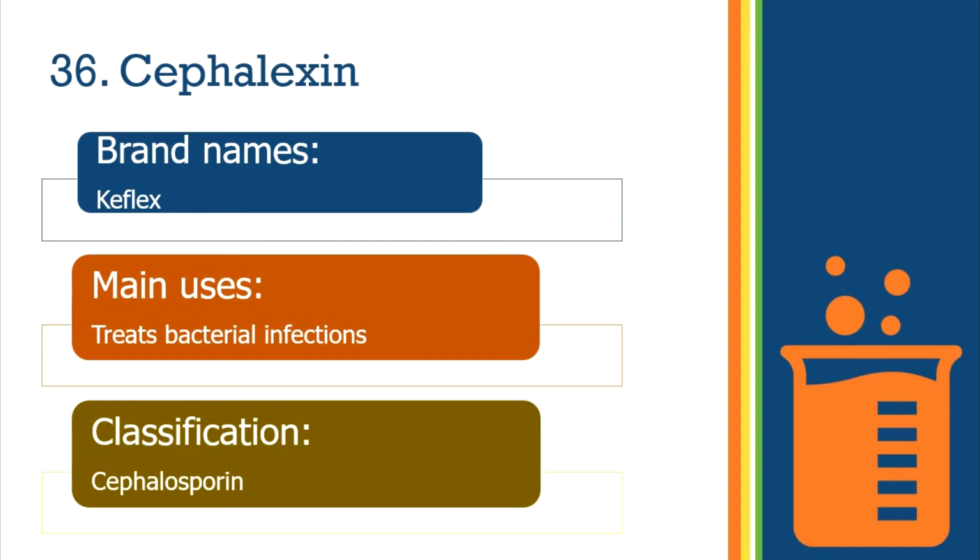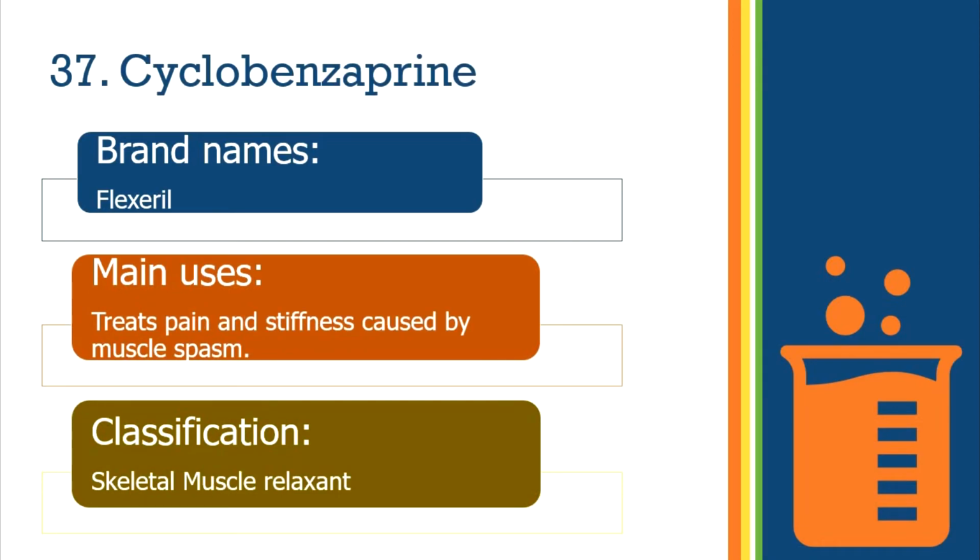Sulfamethoxazole. The brand name is Keflex. It is mainly used to treat bacterial infection, and it is classified as cephalosporin medication. Cyclobenzaprine. The brand name is Flexeril. It is mainly used to treat pain and the stiffness caused by a muscle spasm, and it is a skeletal muscle relaxant.